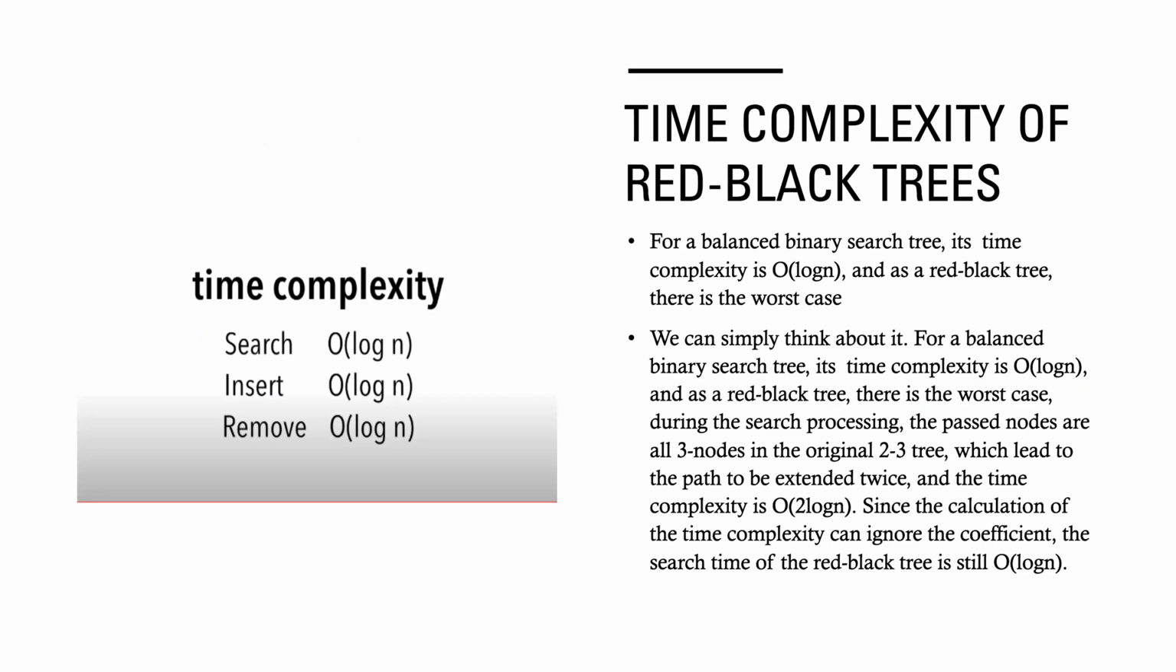For a balanced binary search tree, its time complexity is big O log n, and for a red-black tree, there is a worst case. During the search process, the path nodes are all 3-nodes in the original 2-3 tree, which leads to the path being extended twice, and the time complexity is big O 2 log n. Since the calculation of time complexity can ignore the coefficient, the search time of the red-black tree is still big O log n.